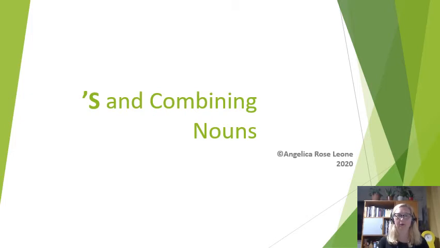Okay, hi everyone. Today I'm going to be explaining a really common problem that students have coming from Italian into English, which is using the apostrophe S, also known as genitivo sassone, and combining when we have multiple nouns, più sostantivi, noun meaning sostantivo.